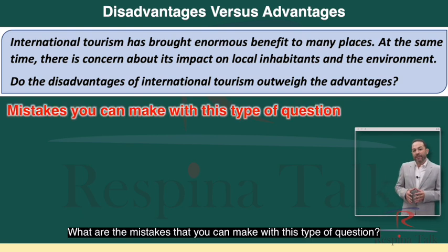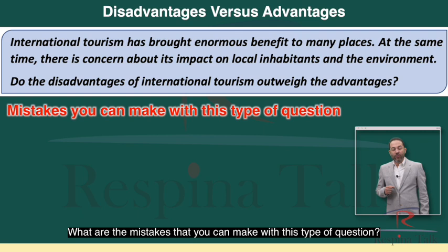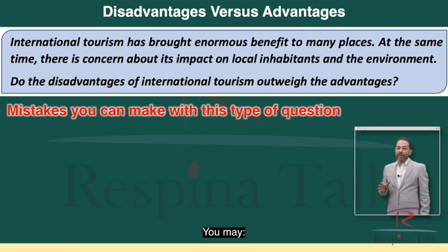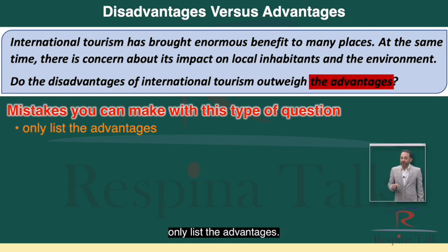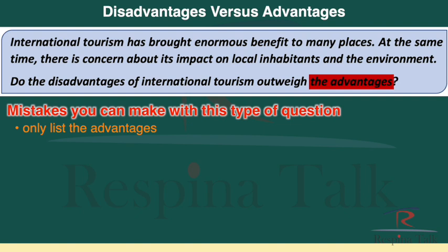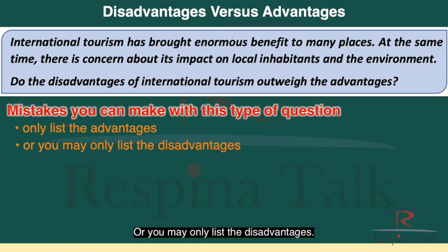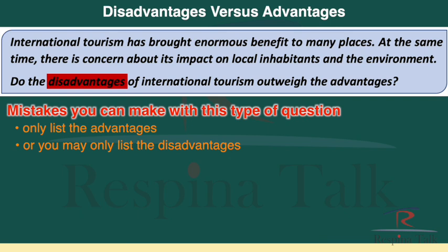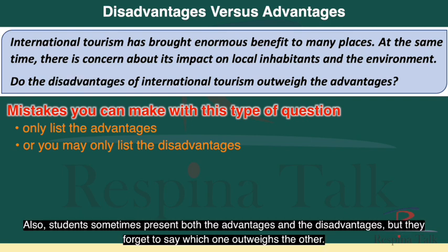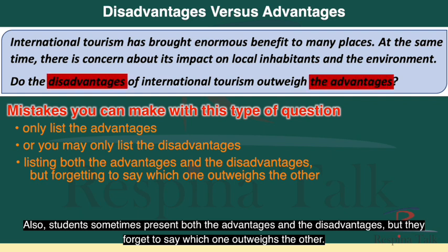Now, what are the mistakes that you can make with this type of question? You may only list the advantages, or you may only list the disadvantages. Also, students sometimes present both the advantages and the disadvantages, but they forget to say which one outweighs the other.